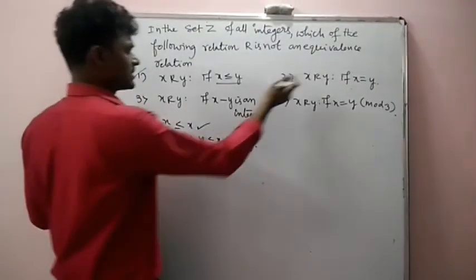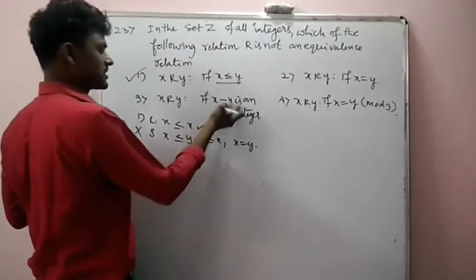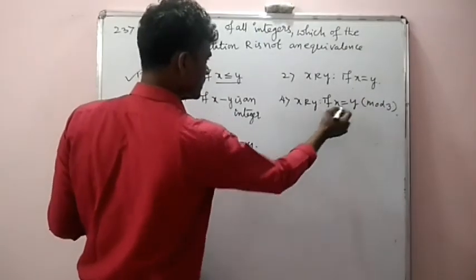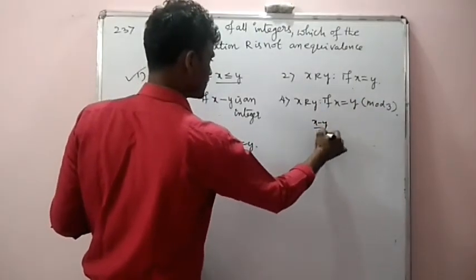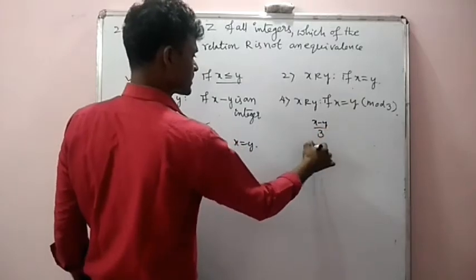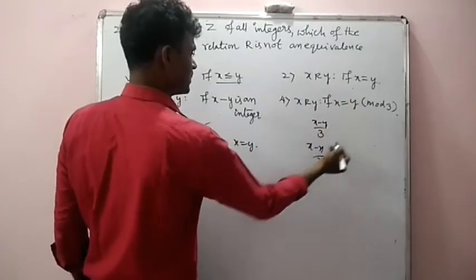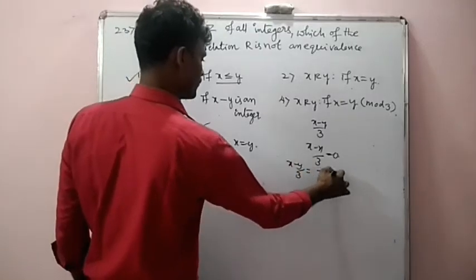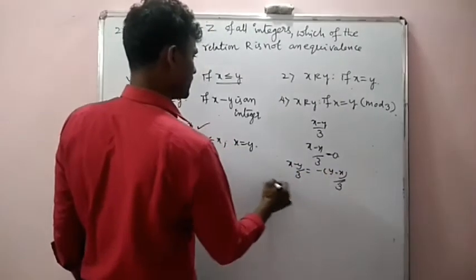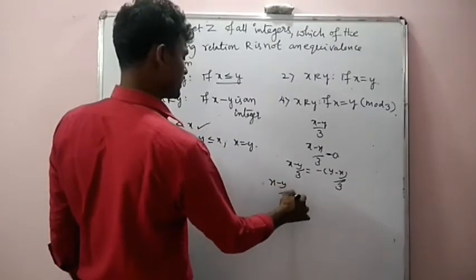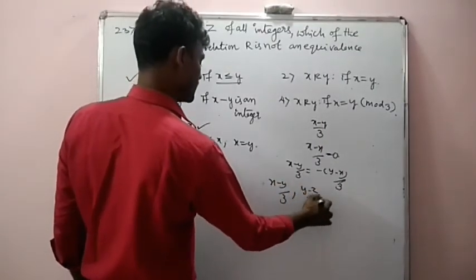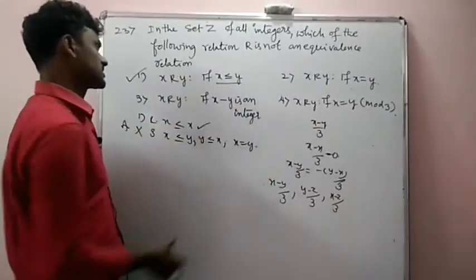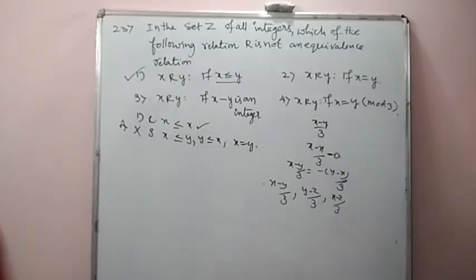Then we check the next one: x is equal to y, x minus y is also an integer. This is an equivalence relation. For the next one, x minus y is divisible by 3. Taking x minus x by 3, it is also 0. Then if x minus y is divisible by 3, then y minus x is also divisible by 3. Then if x minus y is divisible by 3 and y minus z is also divisible by 3, then x minus z is also divisible by 3. So this is also an equivalence relation. Then the first one is not an equivalence relation.